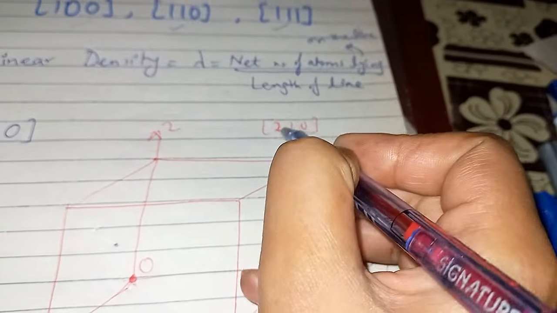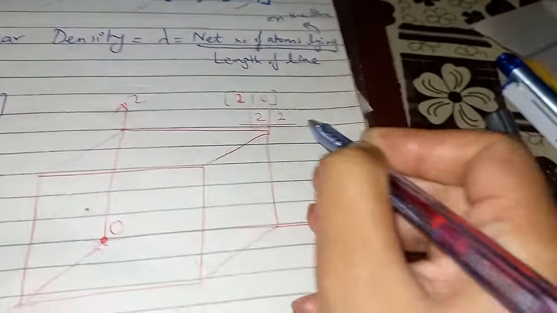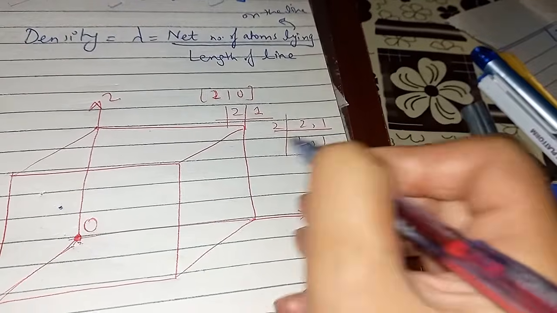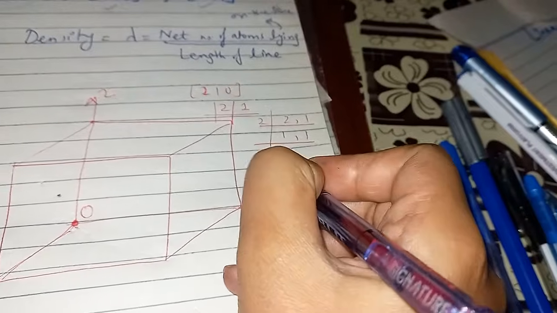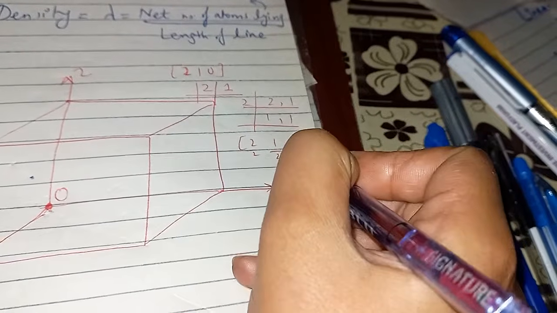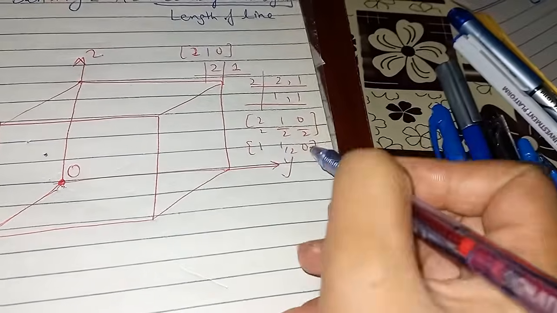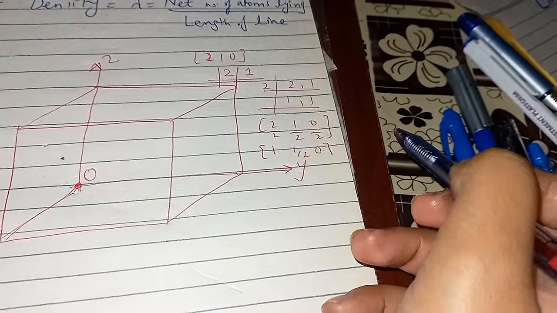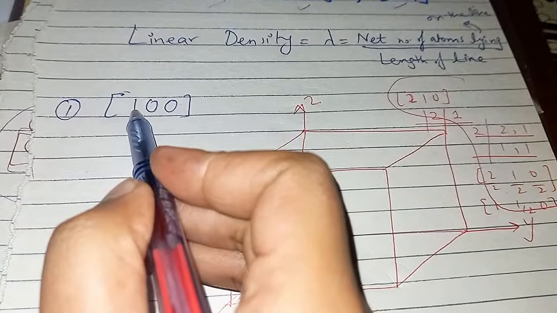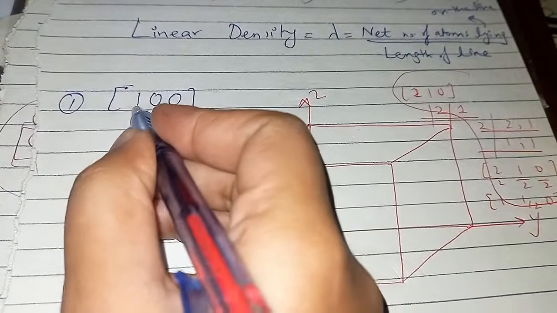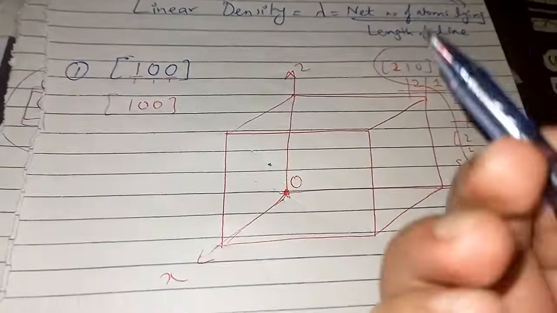Like in case of 2, 1, 0, 2 and 1 are the non-zero Miller indices. We'll find out their LCM, which is 2. You will divide all these digits by 2, and you get 1, 1 by 2, and 0. These are the coordinates that you will follow in order to draw the direction. But in case of 100, the non-zero digit is 1, and if you take the LCM of 1, the result is 1, and if you divide these digits by 1, you again get what it was before. This is the first basic step.